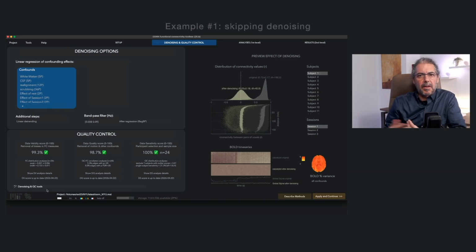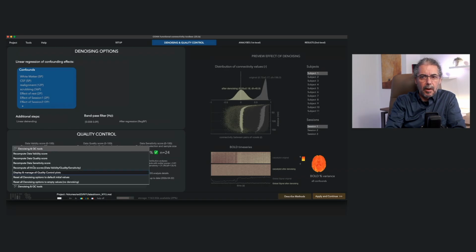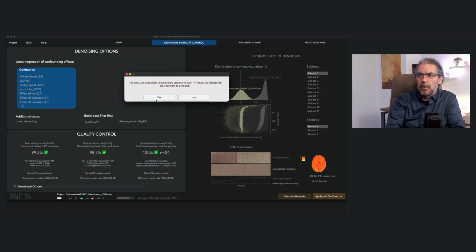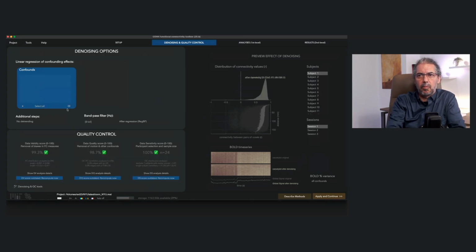Let's start with a very simple scenario. What if we do not denoise the data at all? Let's try that. To do that, we will go here to the Denoising and Quality Control tools and select the option that says Reset All Denoising option to empty values, no denoising. And when we do that, we are basically specifying that we don't want to apply any sort of denoising. So all of the denoising options that were present before by default by conn, the suggested denoising strategy, are gone. Now we are not denoising our data.